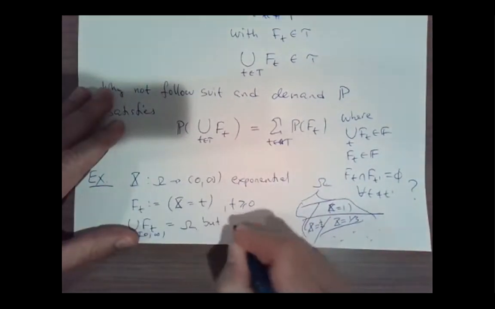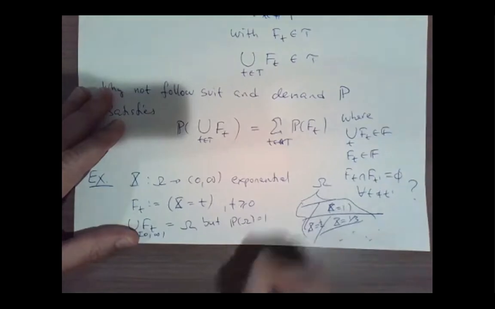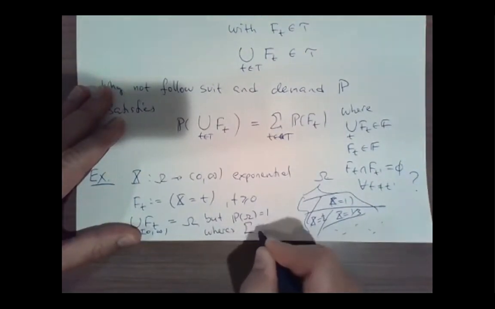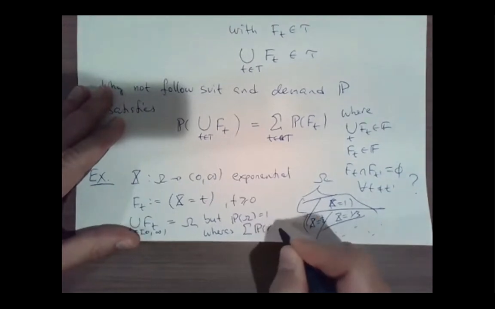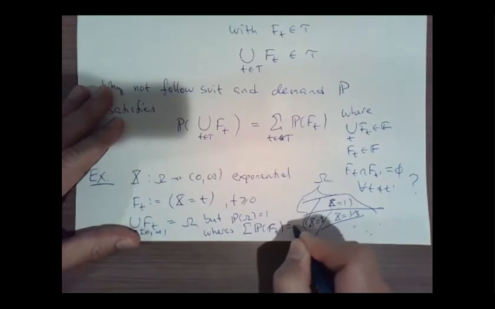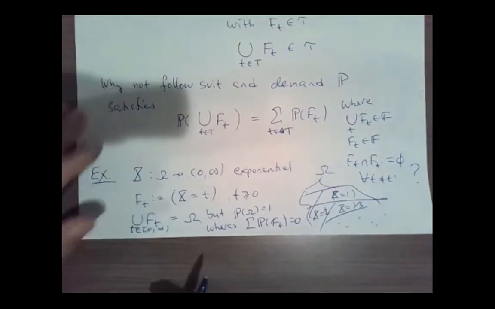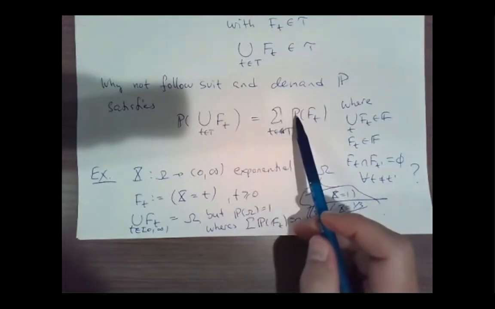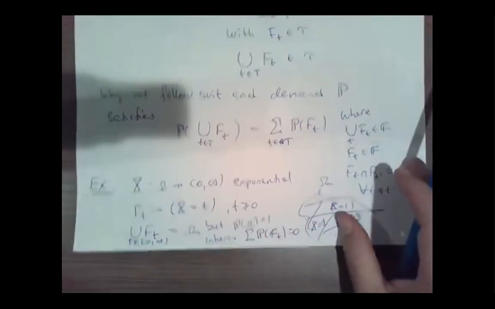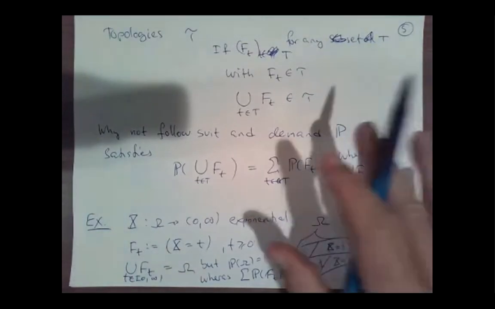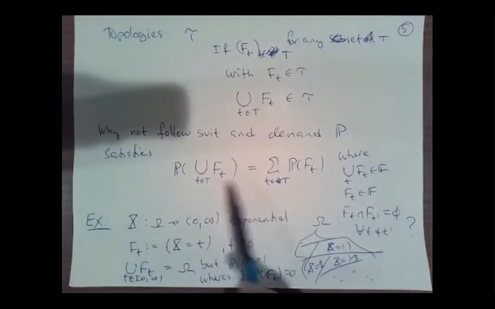P of omega is equal to 1, whereas if I look at the sum of P of F_t, I'm going to get 0. So this is why we're not following suit. We cannot do this. It won't work. So when we work with probabilities, this here is too much.